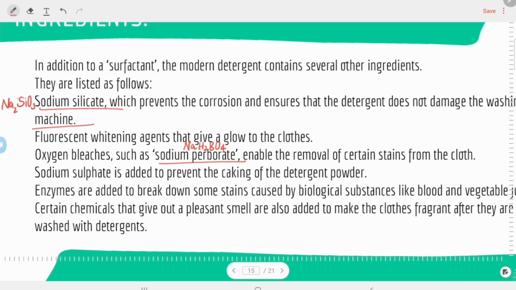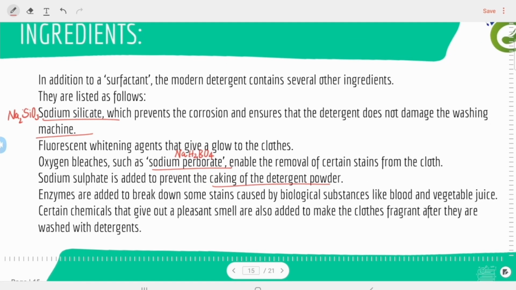Sodium sulfate is added to prevent the caking of detergent powder. What is caking? To form lumps, like the soap powder itself will become a mold or a lump.